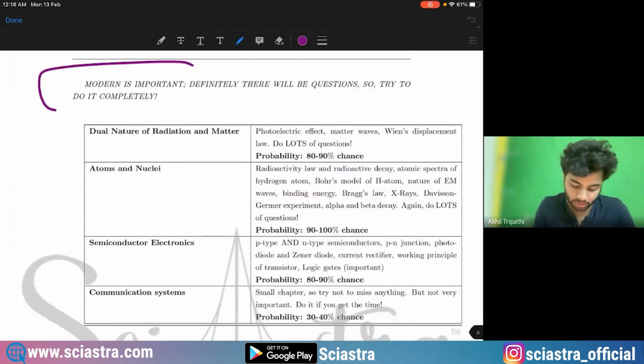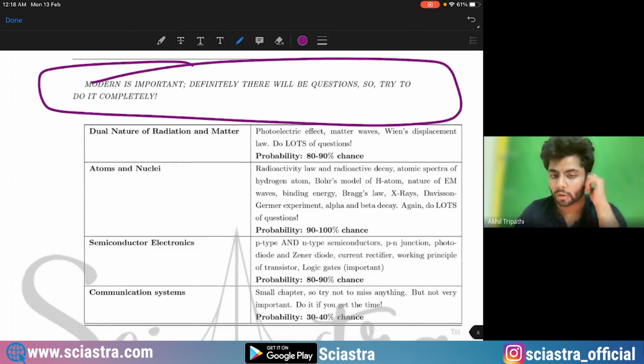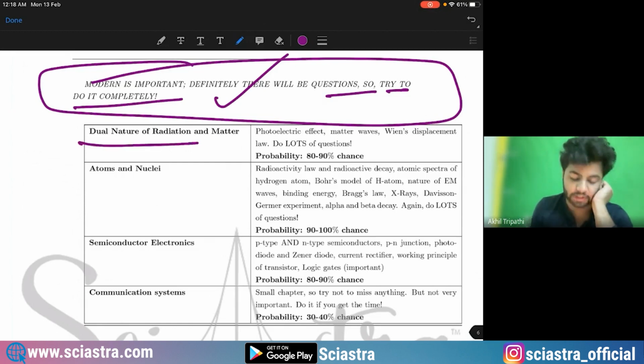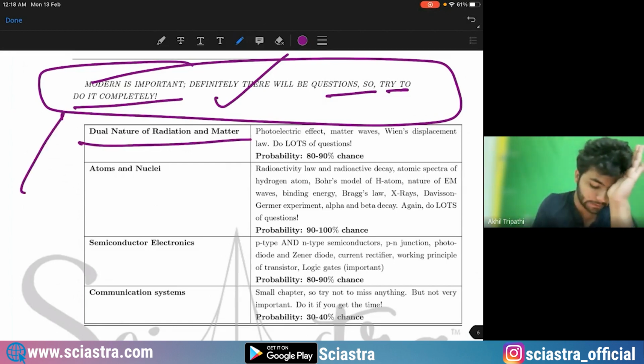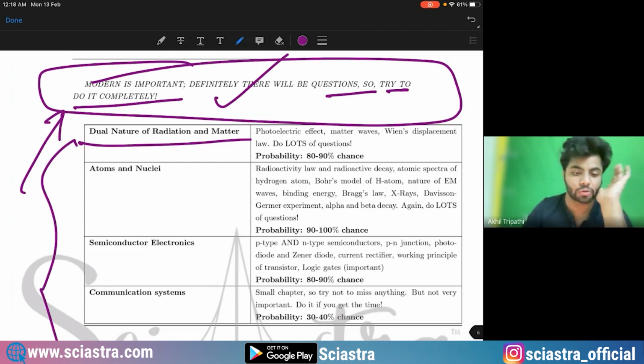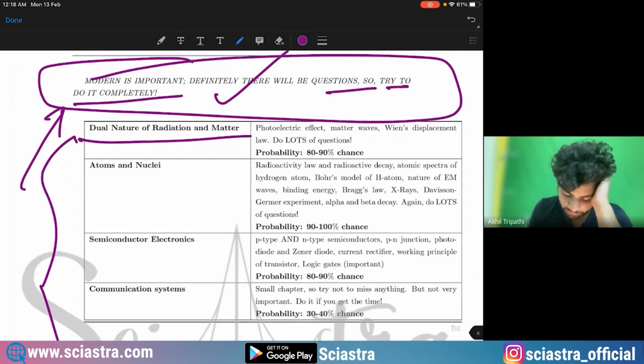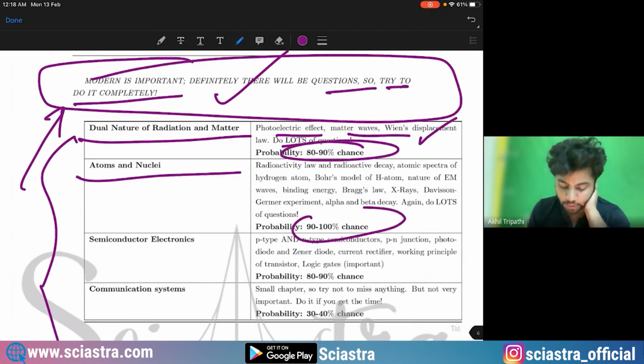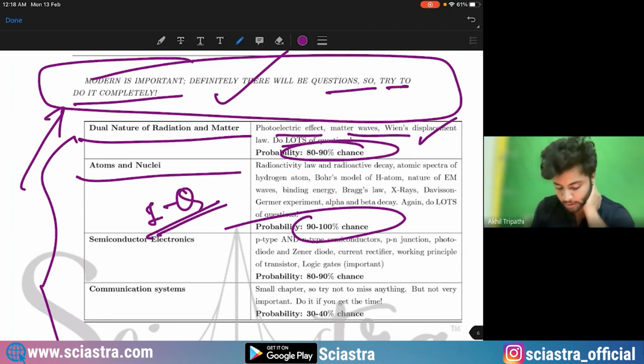Okay. Modern physics is very important. Definitely there will be questions, so try to complete it, okay? Dual nature of matter, very important. As it is written here, all of these chapters, you must cover them. Photoelectric effect, matter waves, Wien's displacement law, 80 to 90% chance. Atoms and nuclei, 90 to 100%, one question guaranteed, especially from the decay, right?